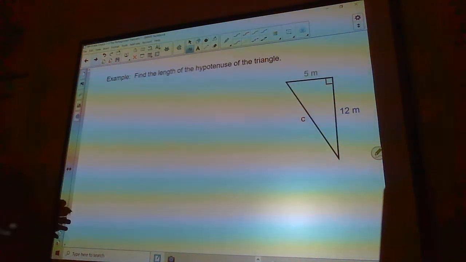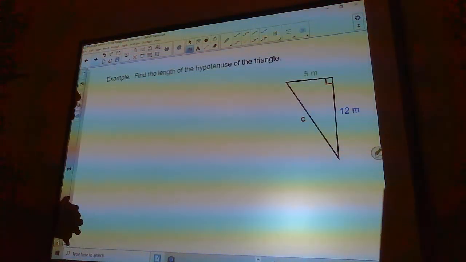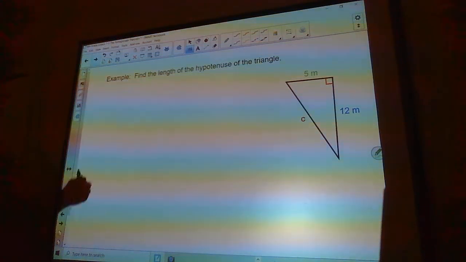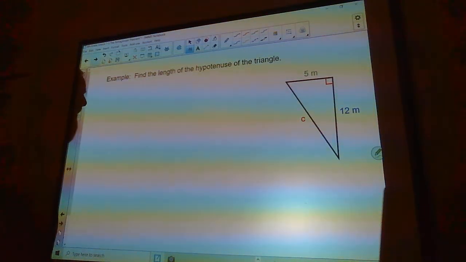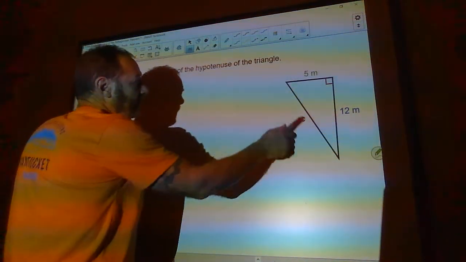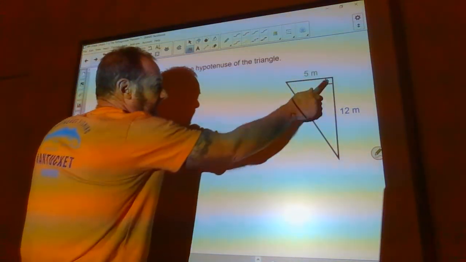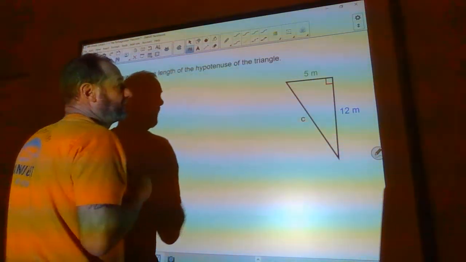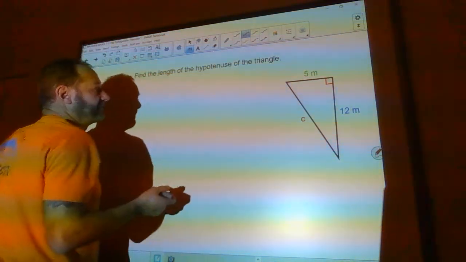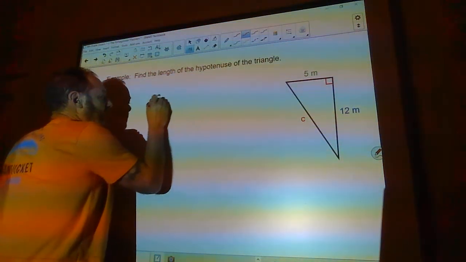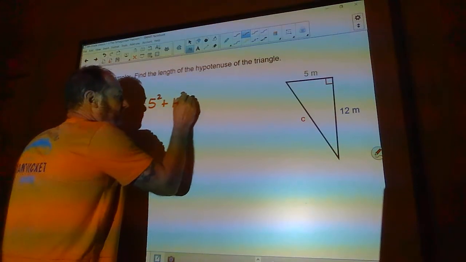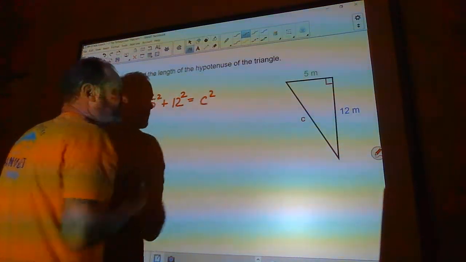Okay, so now that we know that we have this theorem and that it works, we can use it to find the length of a hypotenuse of a triangle. So here we have a right triangle, here's a leg, here's a leg. We know that these are the legs because they meet at the right angle. And so what I can say is that 5 squared plus 12 squared equals the hypotenuse squared.